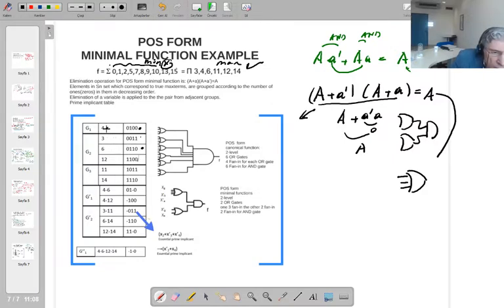Example, 4 and 6. If you compare those two, x3 is changing. Here, x3 is 0, and here x3 is 1, changing. And the others, x1 is 0, not changing. x2 is 1, not changing. x3 I already said is changing. And x4 is not changing.